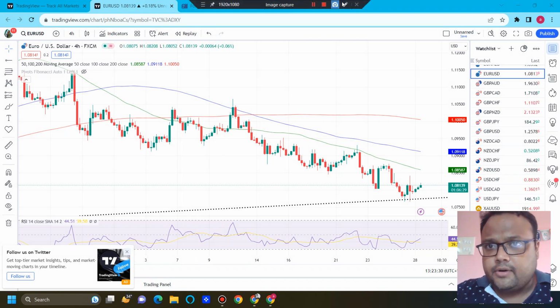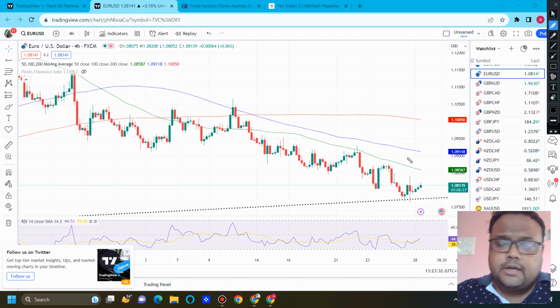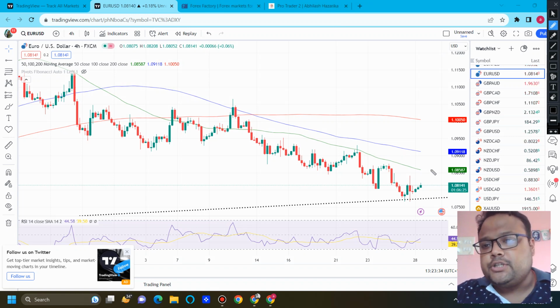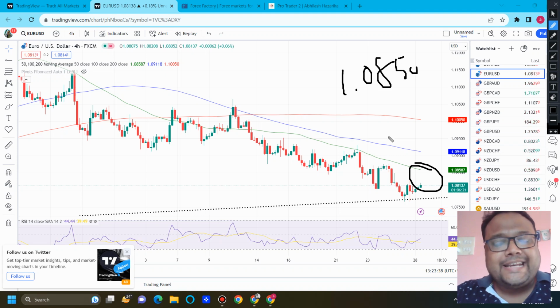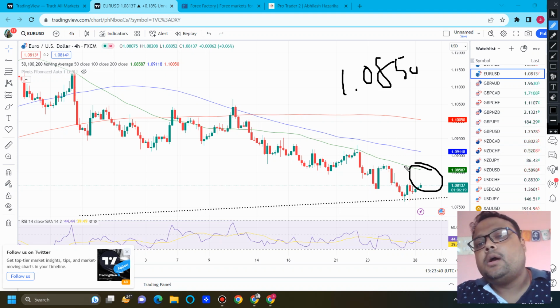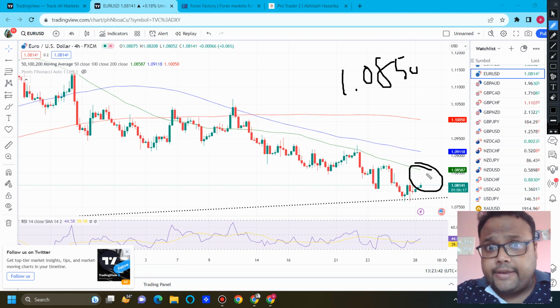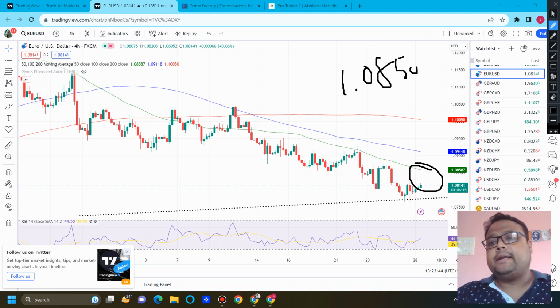But if you're a day trader, then you can look for a quick selling opportunity around 1.0850, where we have the next dynamic resistance around the 50 moving average here. Okay, that's all, my dear friends.